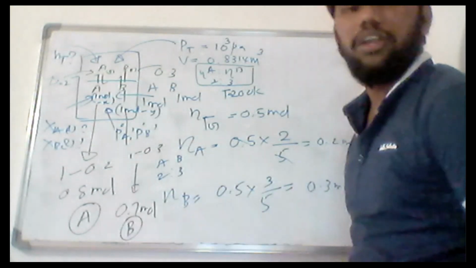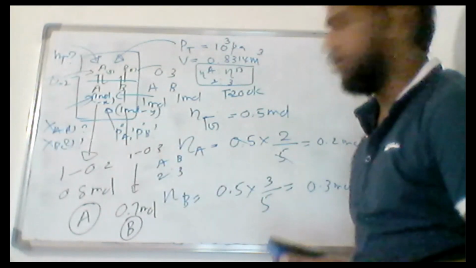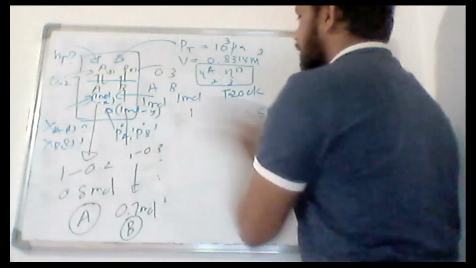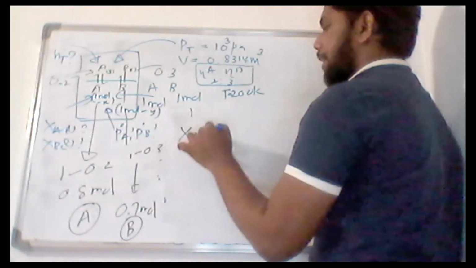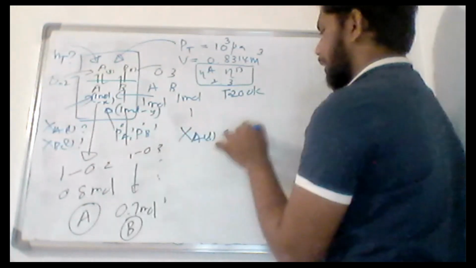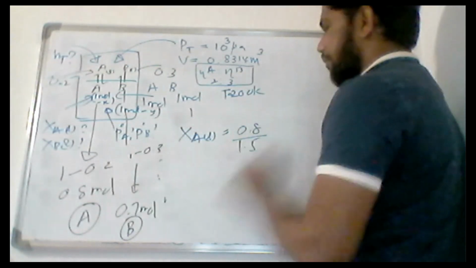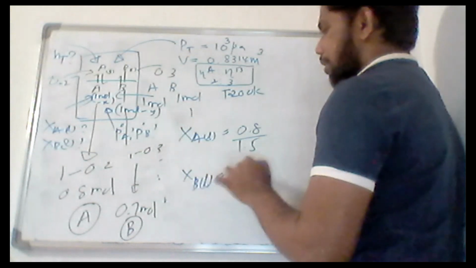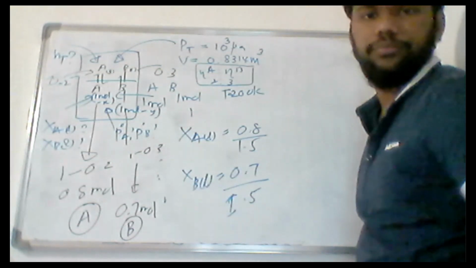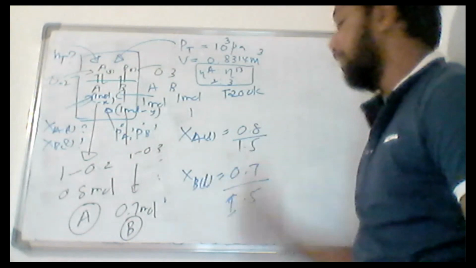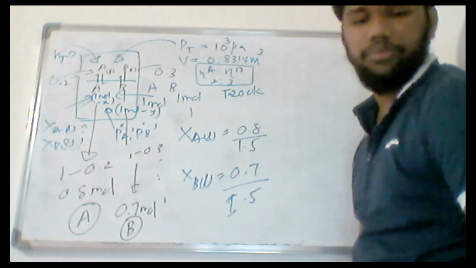But this is not what they are asking. They are asking about the mole fraction of A and B in the liquid phase. So you have to go one step further. So what is one step further? XA liquid is the number of moles of A, 0.8, over the total number of moles, 0.8 plus 0.7, which is 1.5. In the same way, XB liquid is 0.7 over 1.5. So this is what they are asking. Okay, you don't need to divide this and put 0.something. It is actually not necessary, but if you want, you can put it.